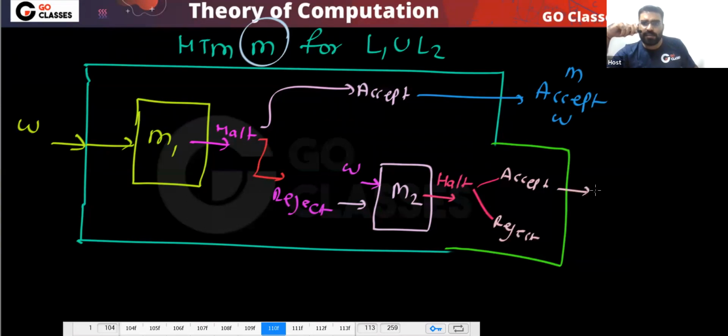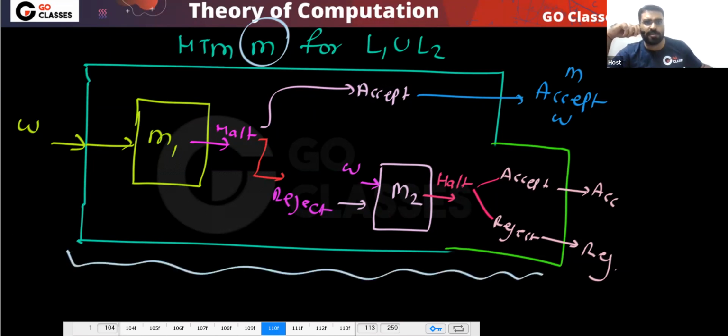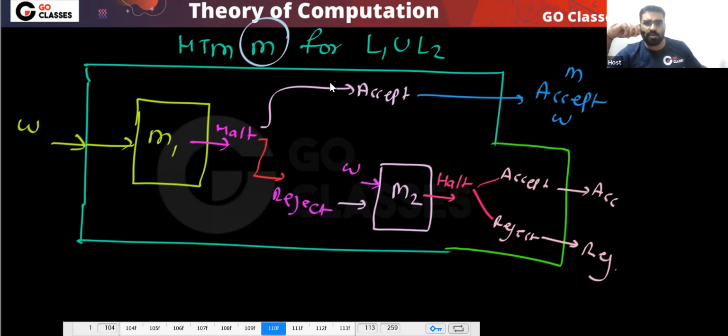If it accepts, then we will also accept. If it rejects, then we will also reject. This is your halting Turing machine for L1 union L2. Can you guarantee that this is a halting Turing machine? Tell me, how can you guarantee? This machine is a halting Turing machine.